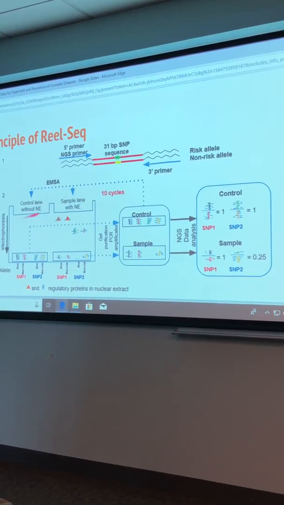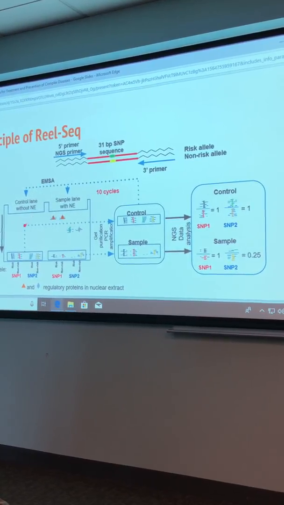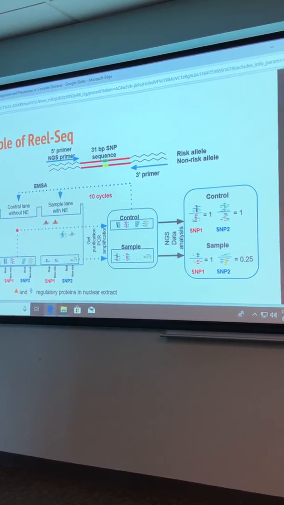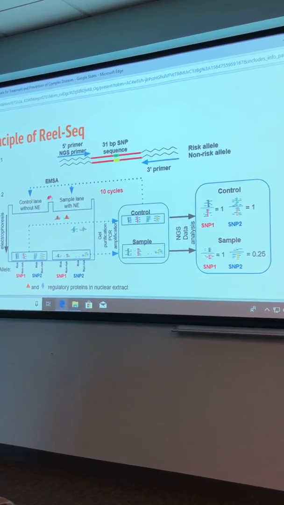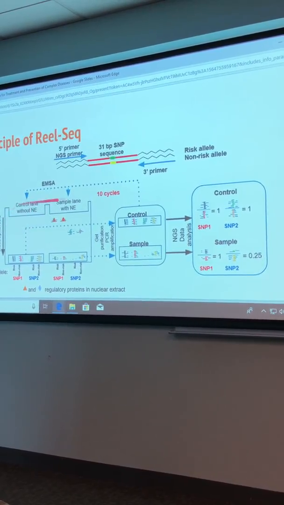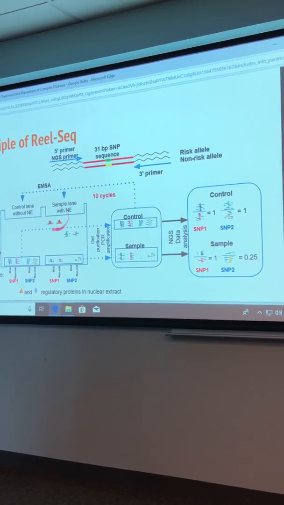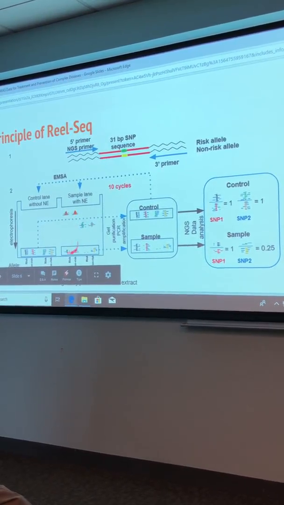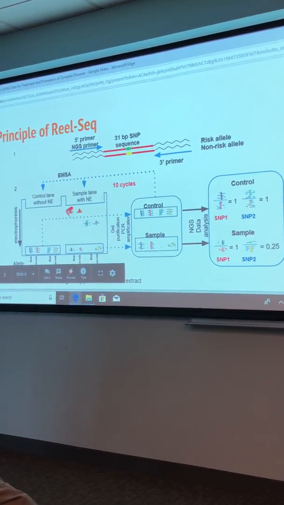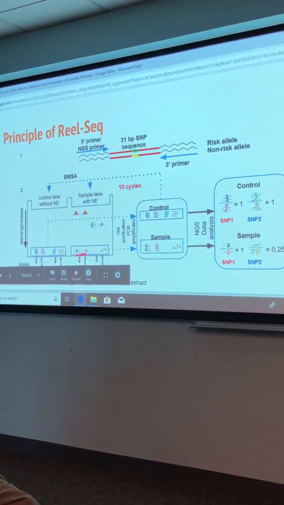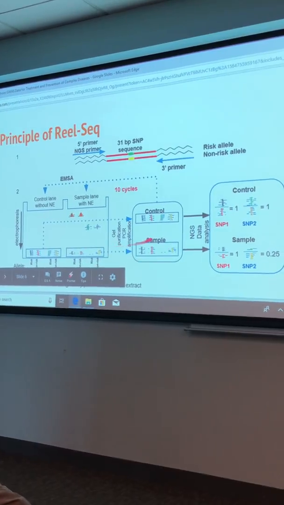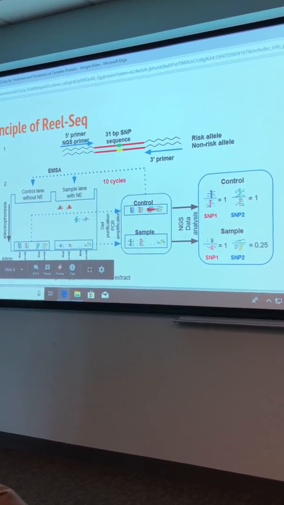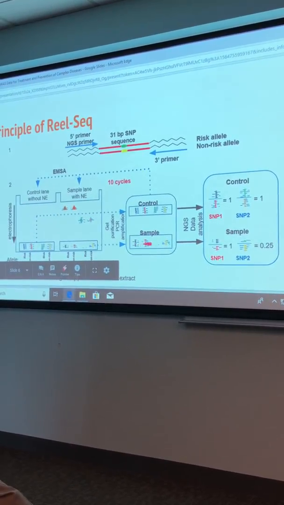We would do EMSA, and we would do 10 cycles of this like I mentioned. How we would do this: we would have a control without nuclear extract, so this would just be the DNA here, and then we would put the nuclear extract here with the DNA, and then we would see this gel shifting. We would see the bands located in different spots. And so here we have it down here, and this will be what we analyze. We have the control, we have all this DNA. In the sample, we see a little bit less in each of them.